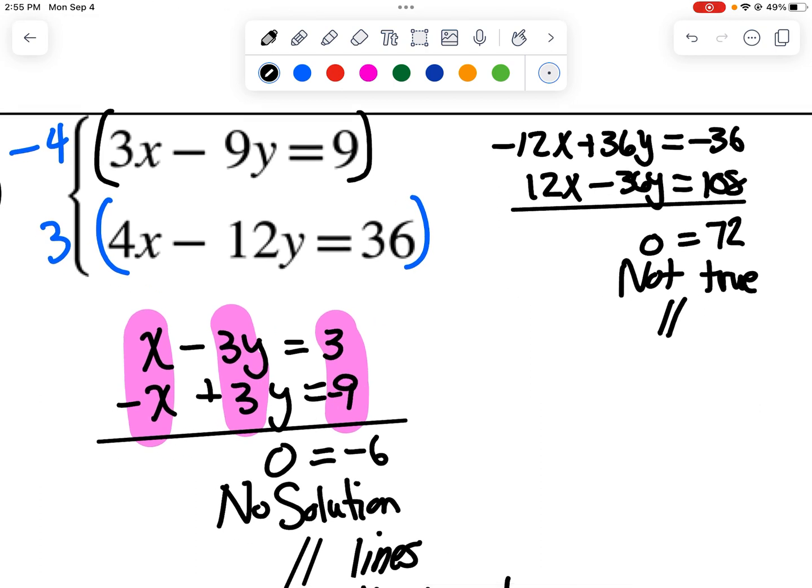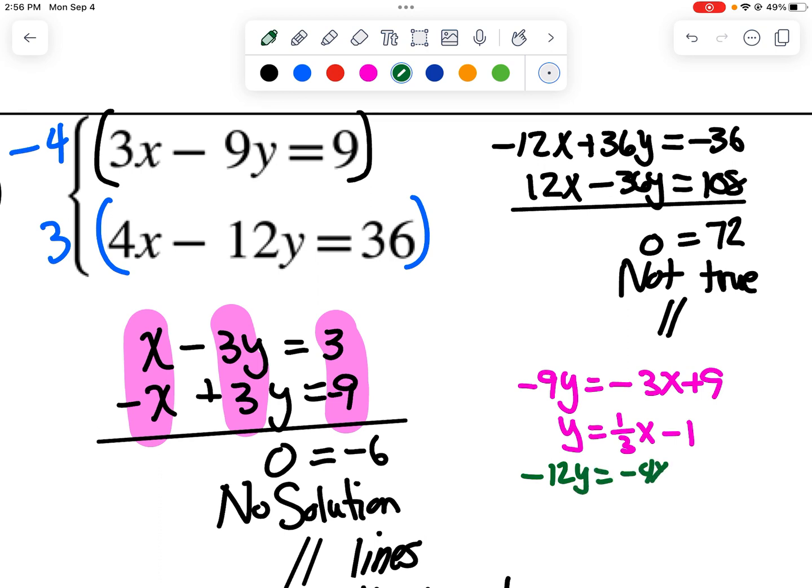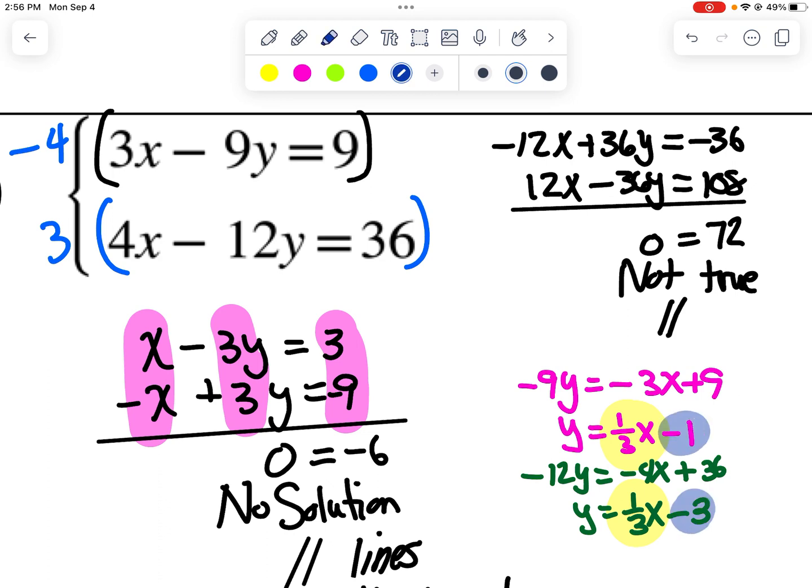What if you would have solved them for y and put them in slope-intercept form? If you would have put them in slope-intercept form, the first equation would have been negative 9y is equal to negative 3x plus 9, divide by negative 9, y equals 1/3 x minus 1. And if you would have done that to the second equation, you would have had negative 12y equals negative 4x plus 36. Divided by negative 12, you would have gotten y equals 1/3 of x minus 3. And then if you look, you have the same slopes with different intercepts. Your lines are parallel.